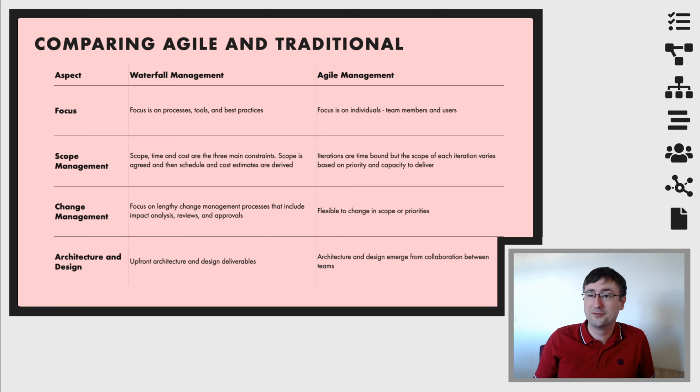So inside of Waterfall, the focus is on the processes, the tools, the best practice. With Agile, the focus is really on the individuals, you, the team members. We can think about it in terms of the scope of the work that has to get done. So inside of a waterfall project, the scope, time, and cost are our three main constraints. Those are our golden triangle. The scope is agreed, and then the time and the cost are then worked on after that.